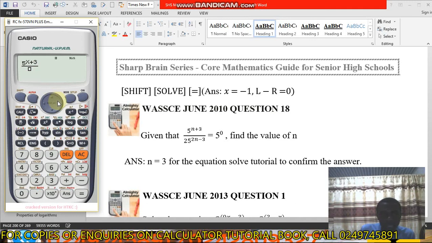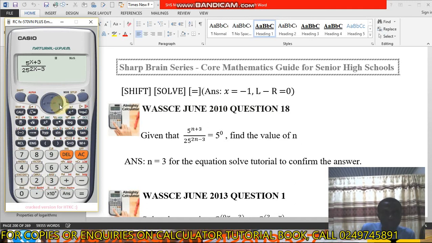Very good. Now we come to the denominator. 25 as a base, raised to the power 2n. So instead of n, we choose what? x. So alpha x, 2n minus 3. Minus 3. Very good.